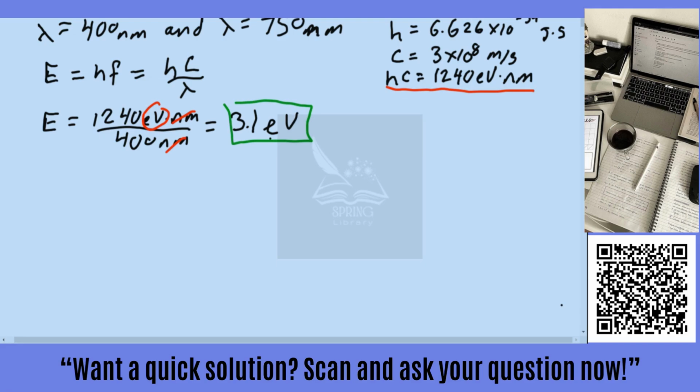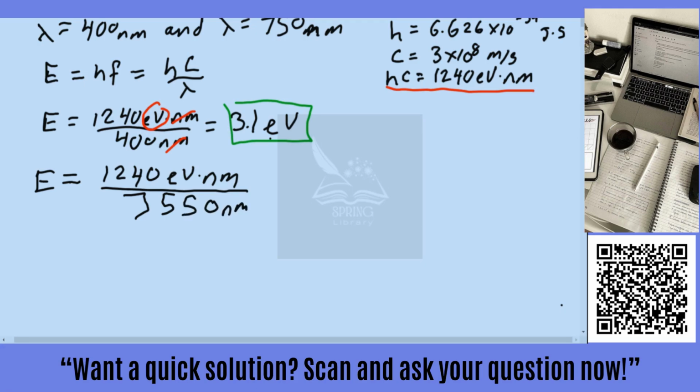So if we want to find the range, we now need to do the same exact calculation for our 750 nanometers. I'm going to go ahead and box this here, make it easy to figure out where it is when I'm comparing. So our energy for the 750 nanometer light, 1240 electron volts times nanometers divided by 750 nanometers this time. I'm going to rewrite that so it looks a little nicer here.